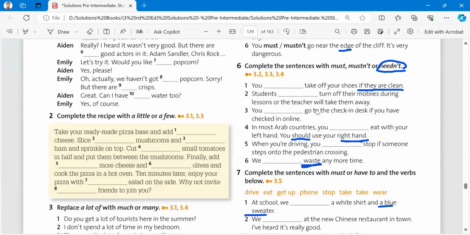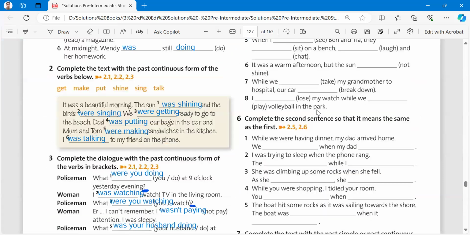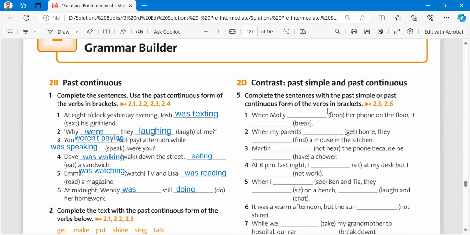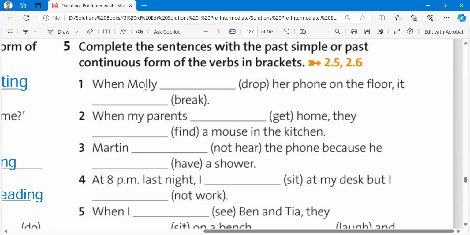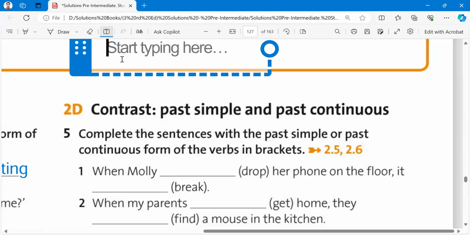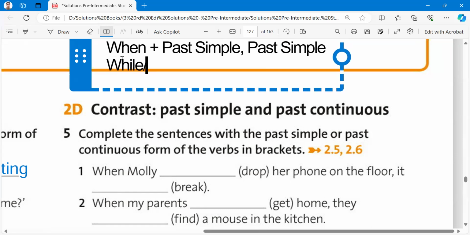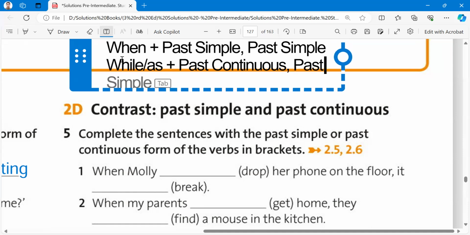It will not take a while, I hope, but it's worth knowing. 126, here we go now. When it comes to using "when", it's used with past simple. You have to know this. And again, then past simple. But when "while" or maybe "as" are used, here you can use past continuous and then past simple. You have to know this formula.